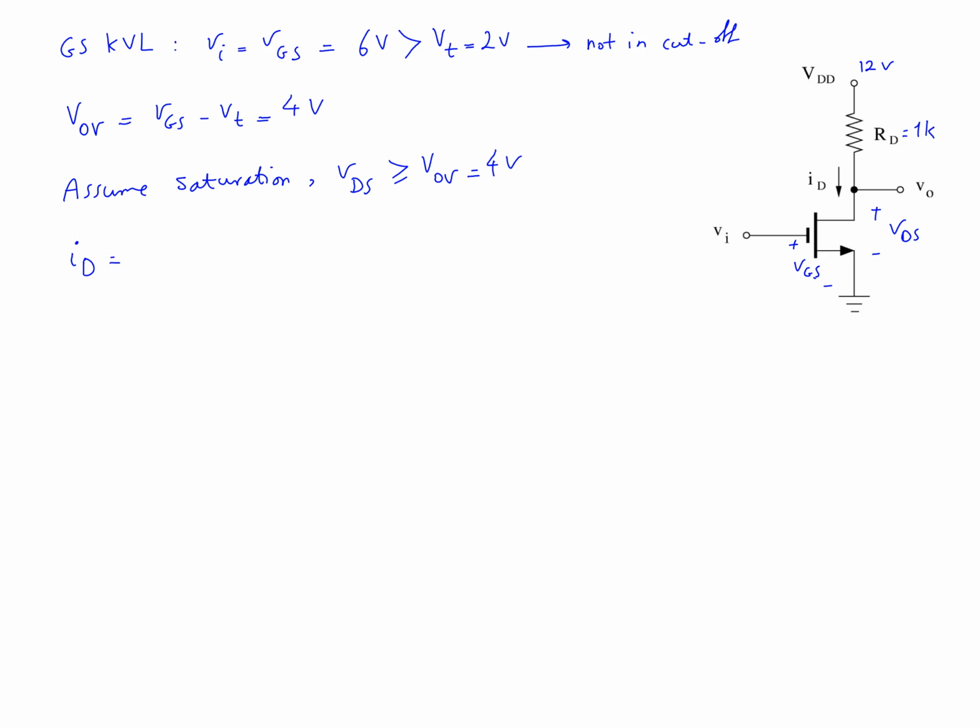Also, I can use this equation for ID when the MOSFET is in the saturation region. It's equal to 1/2 times k prime times W over L multiplied by overdrive voltage to the power of 2. So I have all these values for these parameters, and then I'm going to plug them in this equation and calculate the value of ID, multiplied by 4 to the power of 2. From there, the value of ID is equal to 4 milliamps.